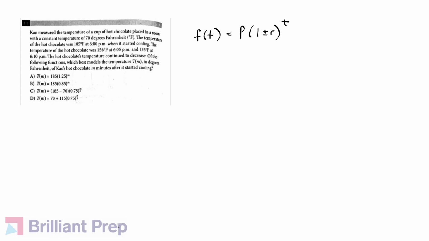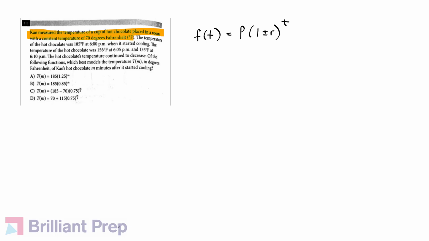Now, when we read this question, we run into something that's a little unusual. It's this first sentence where they say the temperature of the cup of hot chocolate is being measured in a room with a constant temperature of 70. And so the upshot of this is this cup of hot chocolate, which starts at 185 degrees, will cool down. But it's only going to cool down to 70.